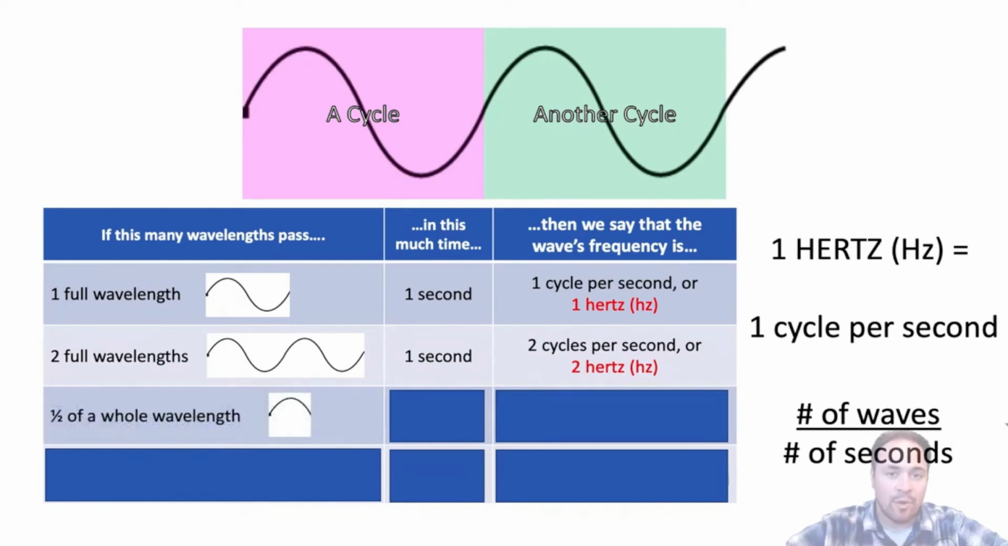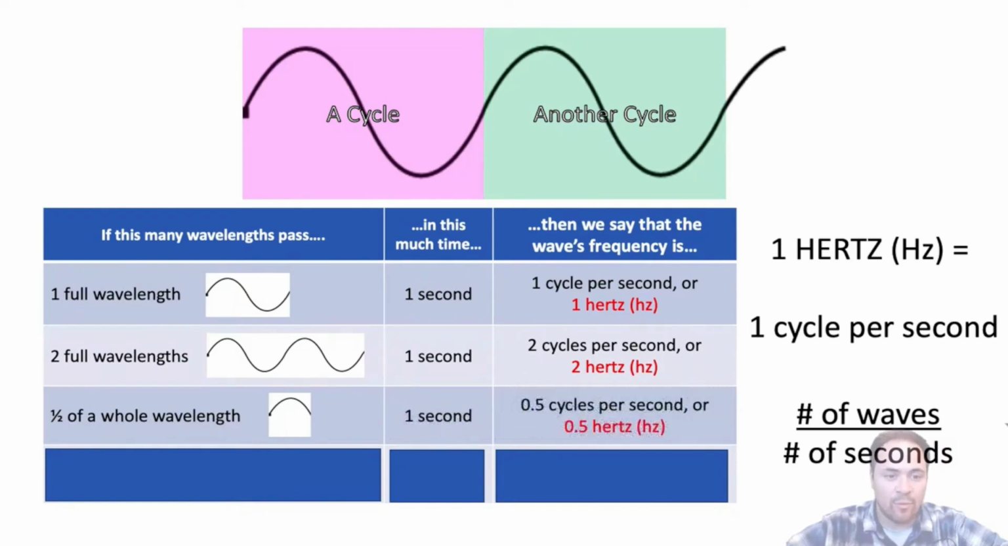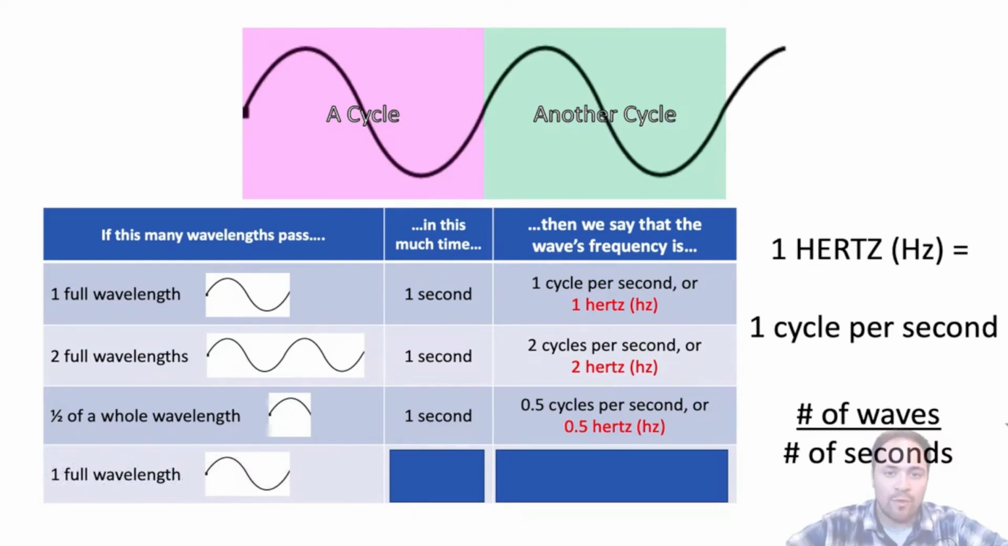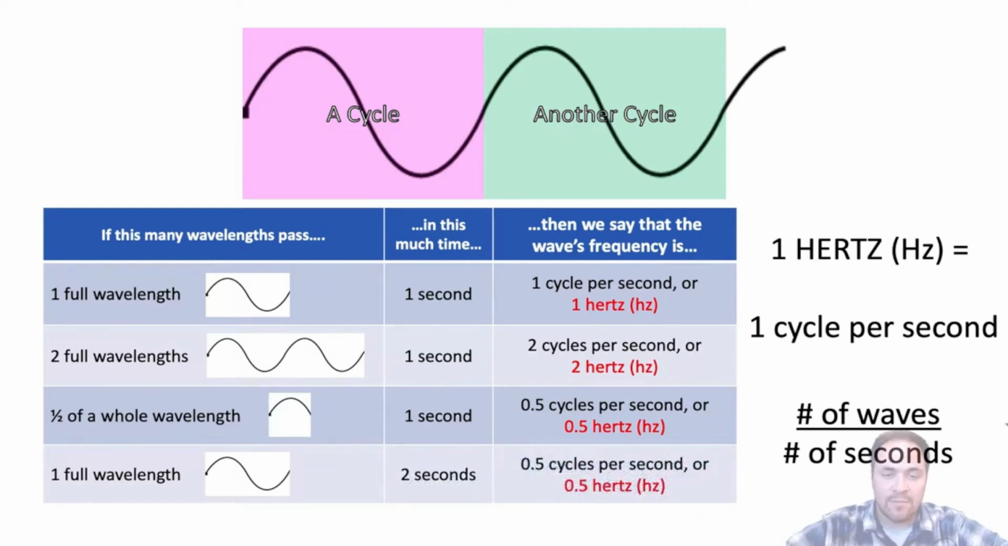Now I can have partial waves too. It's not always full waves that we get. So if I have 1/2 of a whole wavelength in 1 second, I would say that that has 1/2 or 0.5 cycles per second, or 0.5 hertz. And if I have 1 full wavelength in 2 seconds, it works out to be the same, 0.5 cycles every second, or 0.5 hertz. So taking the number of waves divided by the number of seconds will give you the number of hertz, or cycles per second.